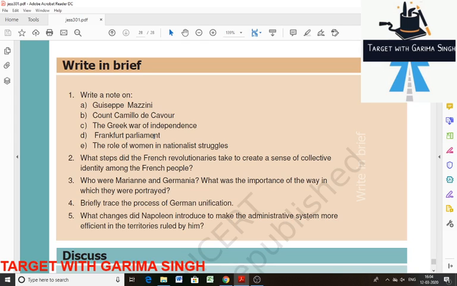When the deputies offered the crown on these terms to Friedrich Wilhelm IV, King of Prussia, he rejected it and joined the other monarchs to oppose the elected assembly. So you can write this much, and if you want to add points from your end, you can add more.